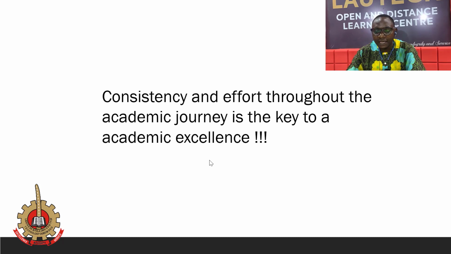If you have A all through your courses, you will be at 5.0, which is first class. If you have B all through your courses, you have 4.0. If you have C all through your courses, you have 3.0. If you have D all through your courses, you have 2.0. And likewise, if you have F all through your courses, you have 0 points. So it's very important for you to watch out for all these things.